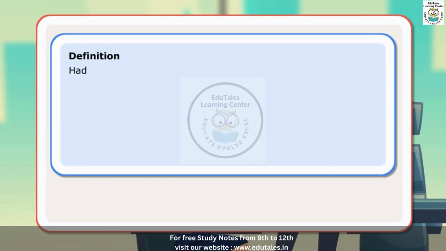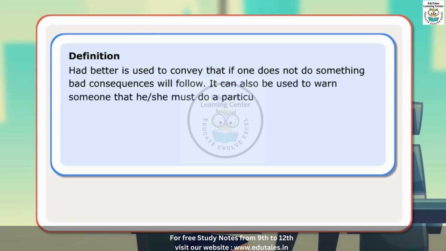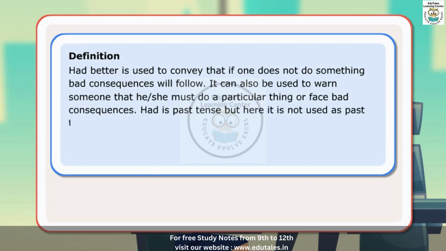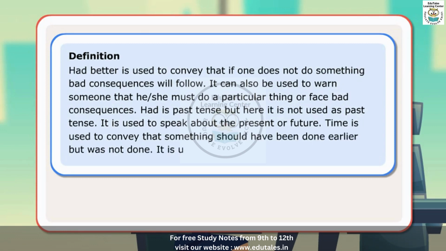Definition: had better is used to convey that if one does not do something, bad consequences will follow. It can also be used to warn someone that he or she must do a particular thing or face bad consequences. Had is past tense, but here it is not used as past tense. It is used to speak about the present or future. Time is used to convey that something should have been done earlier but was not done. It is used to express criticism or complaint.